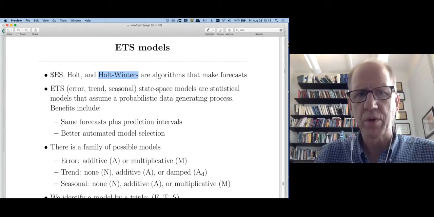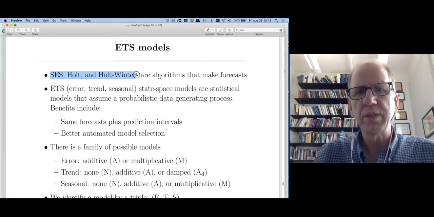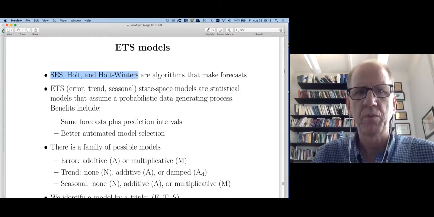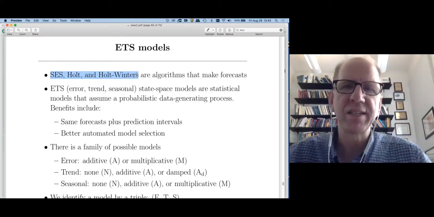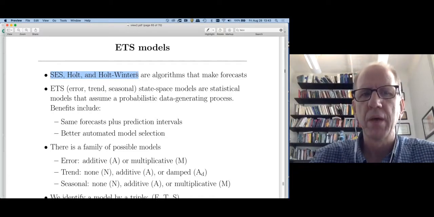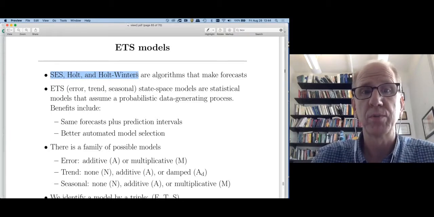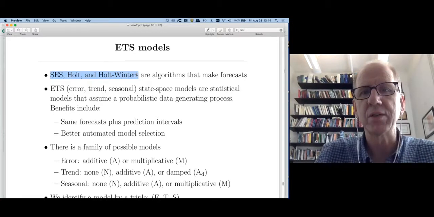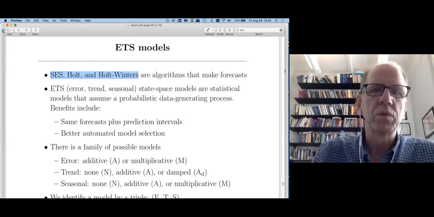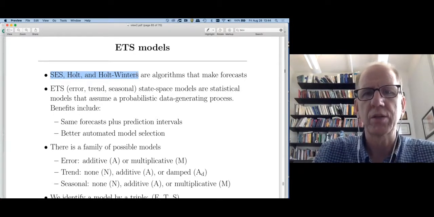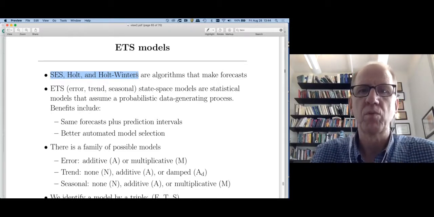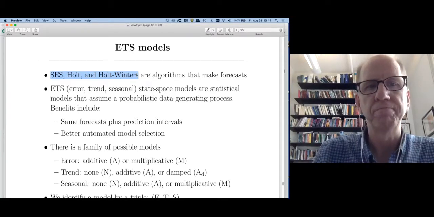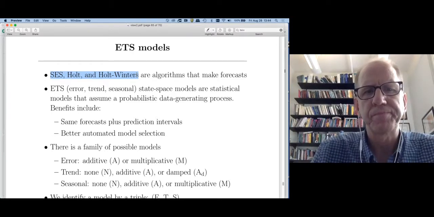All three of these approaches are really just algorithms. I never stated a statistical model at all. I gave an algorithm that just said, for example, with simple exponential smoothing, my level at time t is just going to be the current information that just came in at time t times some alpha plus 1 minus alpha times whatever I knew before. And so that's just a simple algorithm.